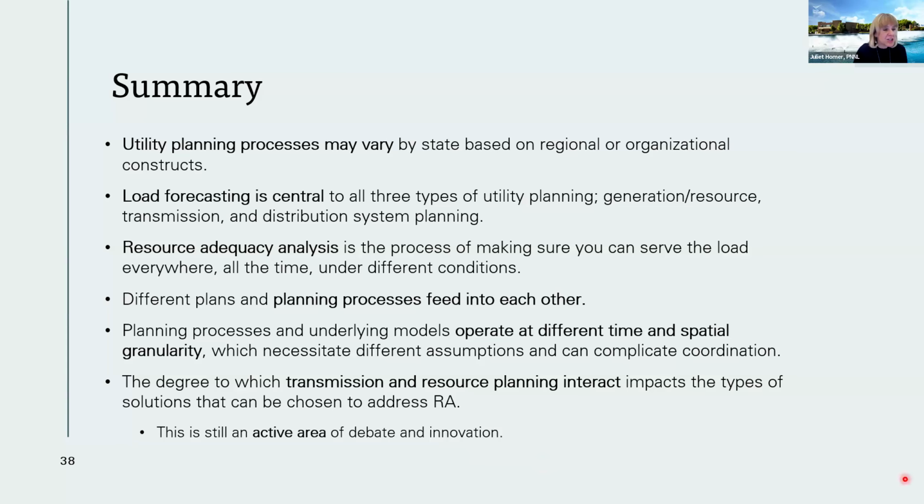Great, thank you, Eran. All right, so we've heard a lot today. In the quick summary, utility planning processes may vary by state based on region or organizational construct. Load forecasting is critical for all three types of planning: generation, transmission, and distribution. Resource adequacy analysis is the process of making sure you can serve load everywhere all the time under different conditions. And as Eran described, the different plans and planning processes really do feed into and inform one another.